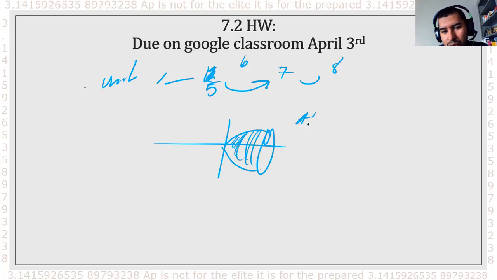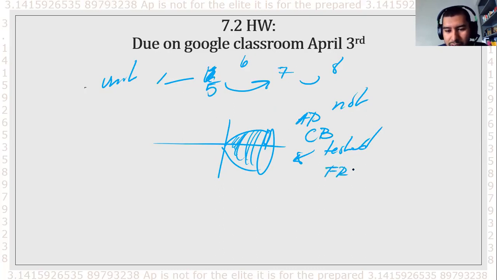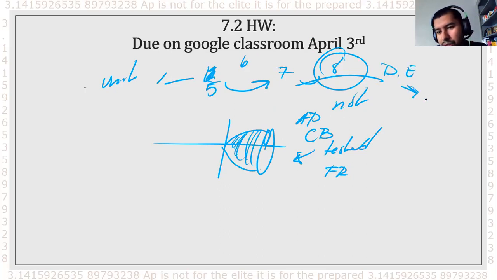According to the College Board, that will not be tested. That won't be tested. It was usually a good free response, but according to them, it's not going to be tested. So that's why I started on Unit 8, which is differential equations. But according to College Board, that is Unit 7.